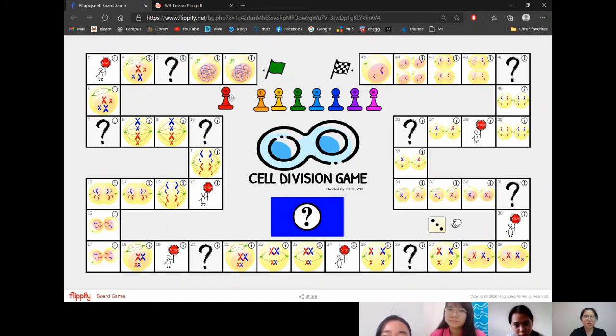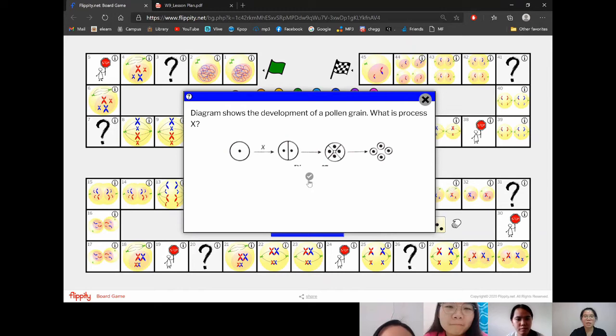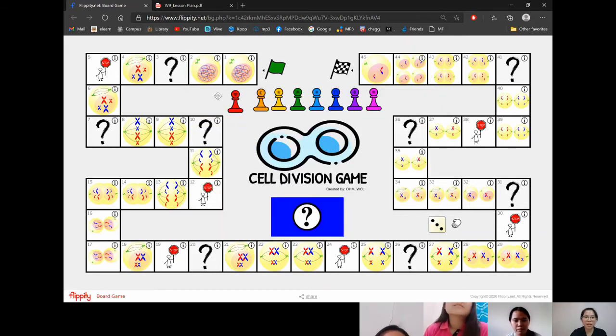If you hit this spot, you have to open the card here and answer the question. If you answer correctly, you can have an extra move. If you answer wrongly, you have to stay at the spot. Okay?